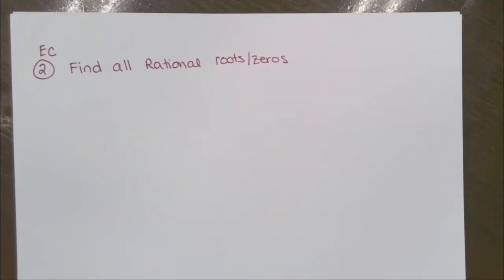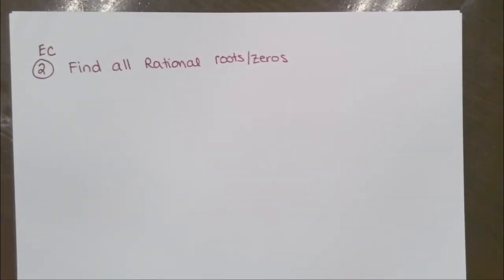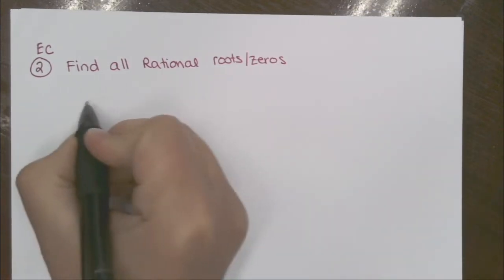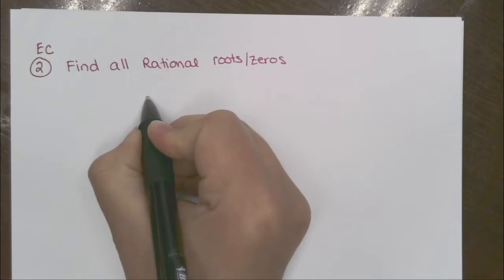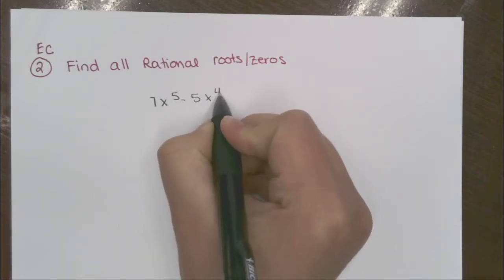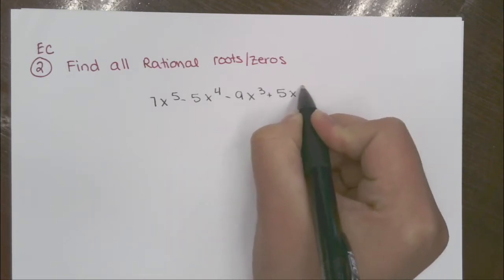When it's asking you to find all rational roots and zeros, what that means is you're going to first check if you can factor. If you cannot factor, then we have to use the rational root theorem. The silly snake.